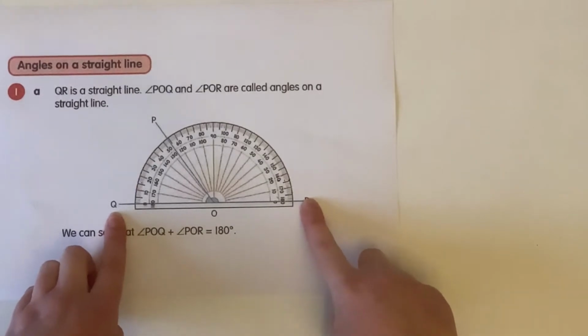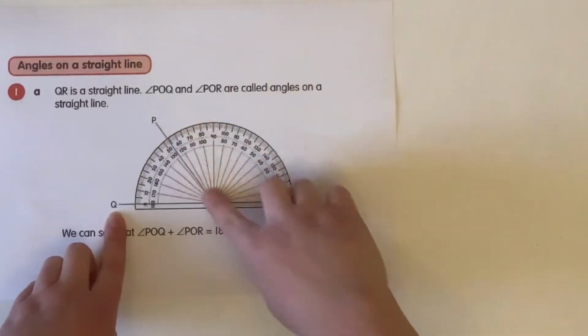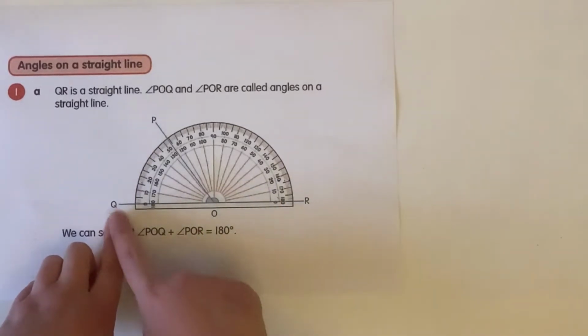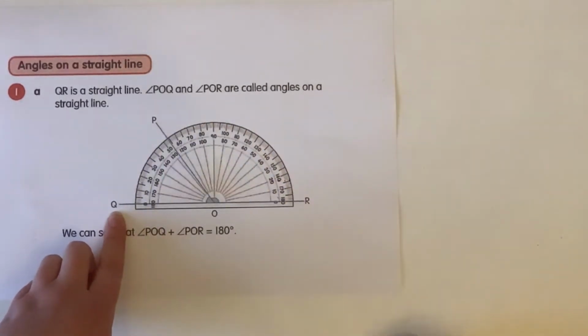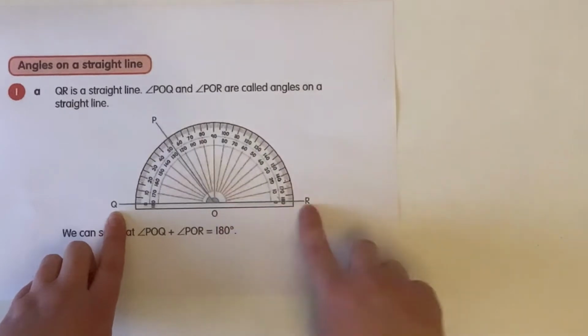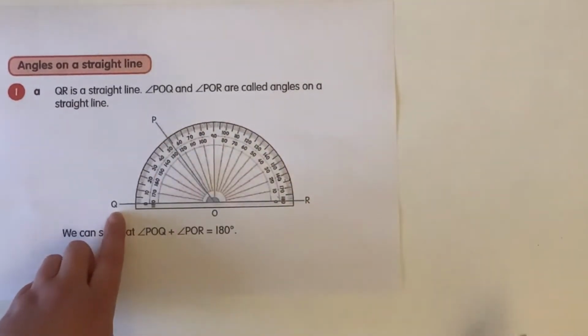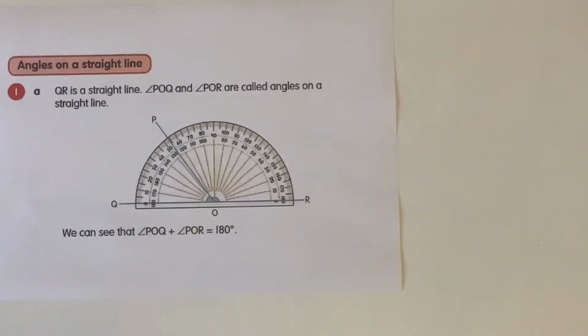I then have the angles POQ, which is this angle here, which could also be called QOP. And I have the angle POR, which is this angle here, or it could be ROP. And they are angles on a straight line.